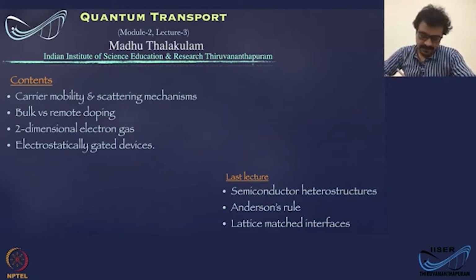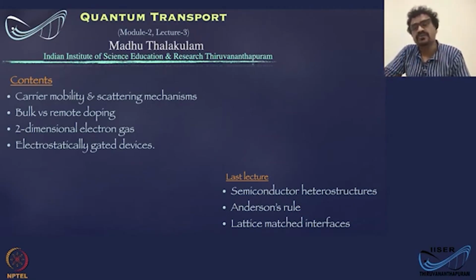In the last lecture, we went through the basics of semiconductor heterostructure, the formation of semiconductor quantum wells, and how you join or sandwich two semiconducting materials to form the proper interface to get the well, and how the lattice matched interfaces are actually made.